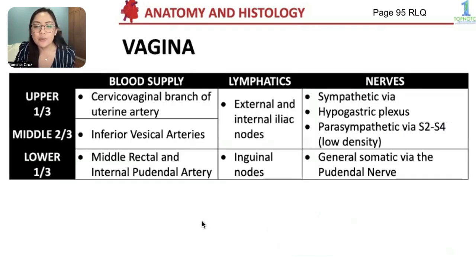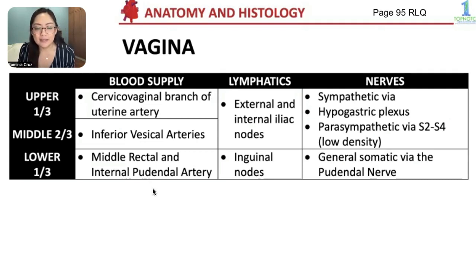So just like your supports, the arterial blood supply to the vagina differs per third. The upper one third of the vagina would be supplied by the cervical vaginal branch of the uterine artery, while the middle third would come from the inferior vesical arteries, and the lower one third would come from the middle rectal and the internal pudendal arteries.